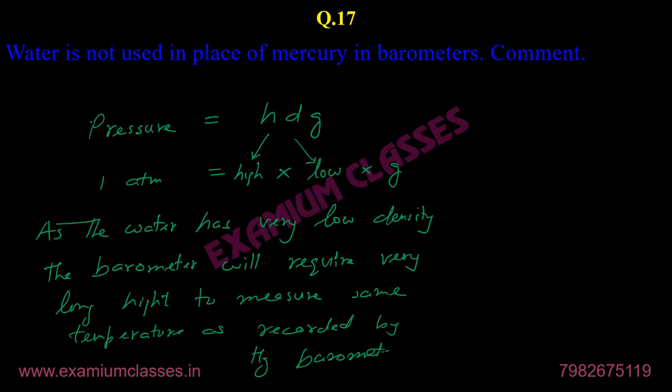mercury barometer. Now here in between you can write, when you say as the water has very low density, the barometer will result in very long height. Here you can write just in between, pressure is equal to h d g. After that you can say, to measure the same pressure as recorded by mercury barometer. For mercury, density is high, height will be low.